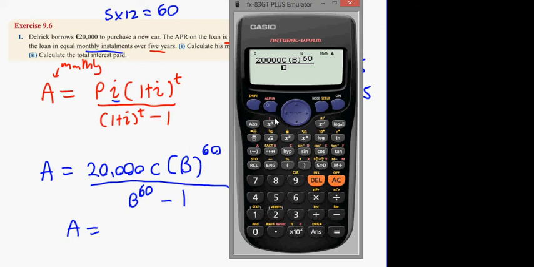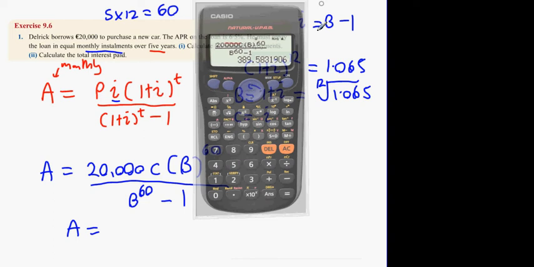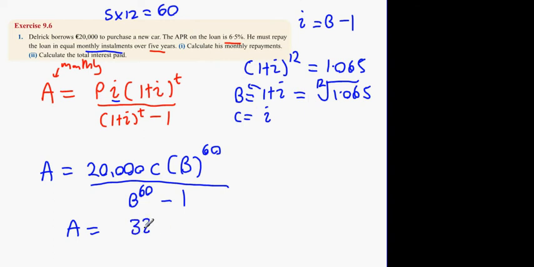And that's all going to be our B to the power of 60, B to the power of 60 minus 1. What we get here is 389.58. So our monthly repayments are 389.58. Calculate the total interest paid.